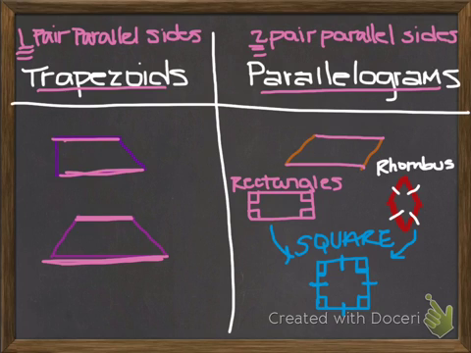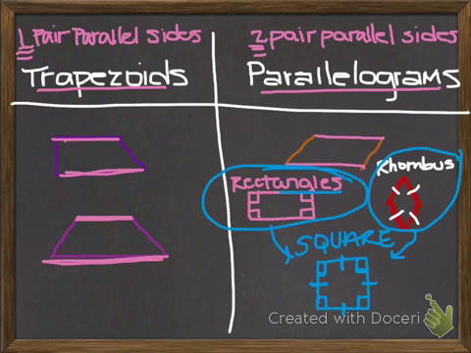So remember, when you see the word rectangle, think four right angles. When you see rhombus, think about four equal sides. And when you see a square, just realize that it has both traits of a rectangle and a rhombus.